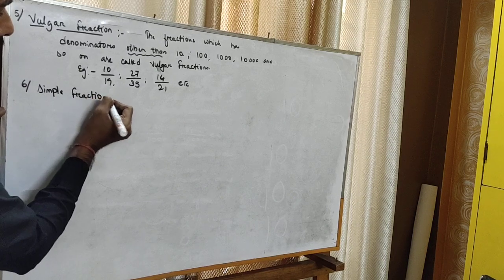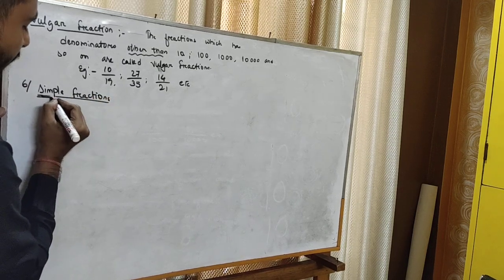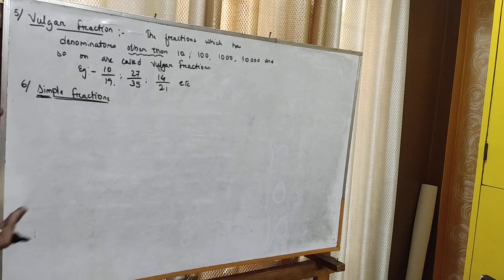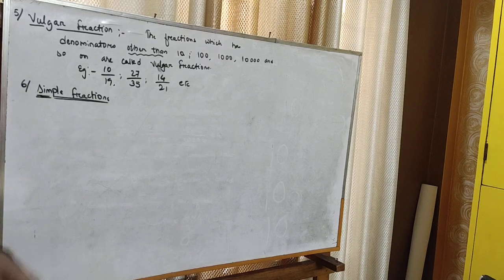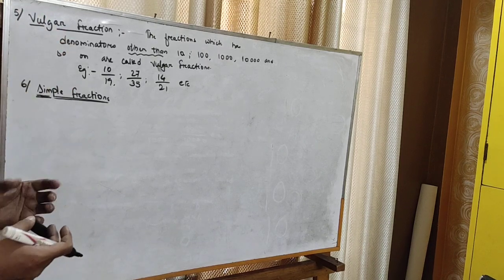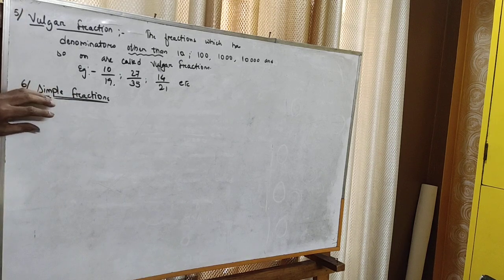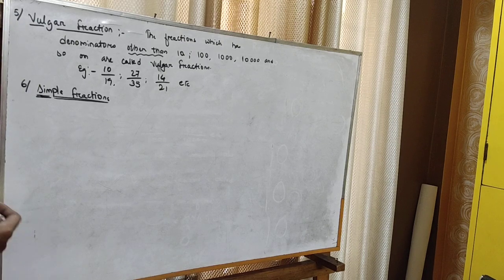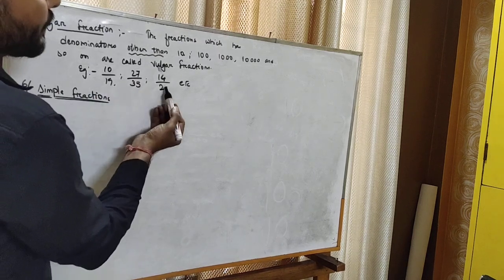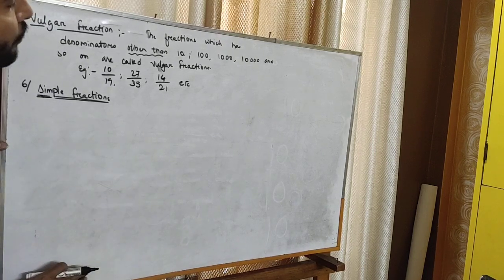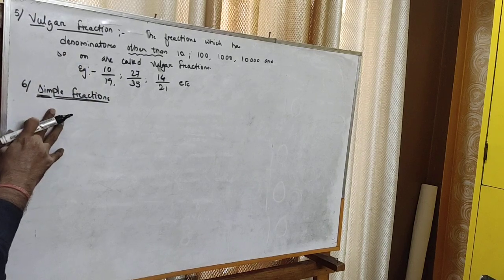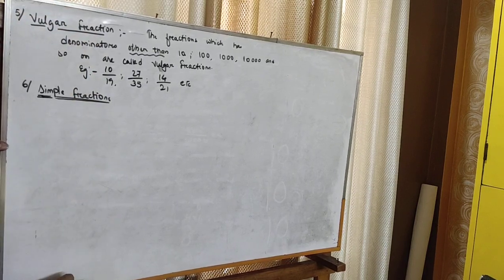Next comes simple fractions. A simple fraction is very easy to understand. The numerator and denominator will be whole numbers. It can be a vulgar fraction, it can be a decimal fraction too, because the denominator and numerator only need to be whole numbers. So 19 is a whole number, 35 is a whole number, 21 is a whole number. At the same time 10, 100, 1000, 10,000 are all whole numbers. So vulgar fractions fall into simple fractions, and decimal fractions also fall into simple fractions.